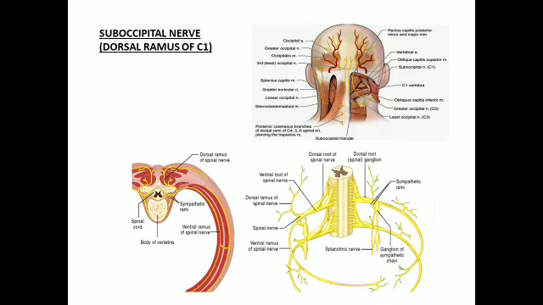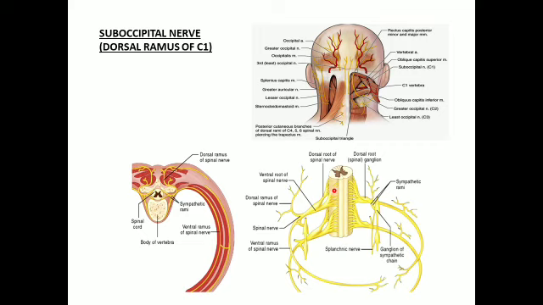Next content to explain is suboccipital nerve. The suboccipital nerve is the dorsal ramus of C1, and this nerve is supplying these muscles over these areas. So what is the dorsal ramus?